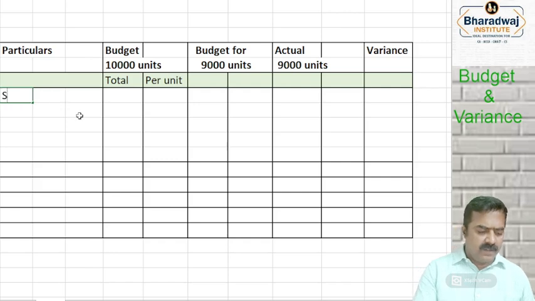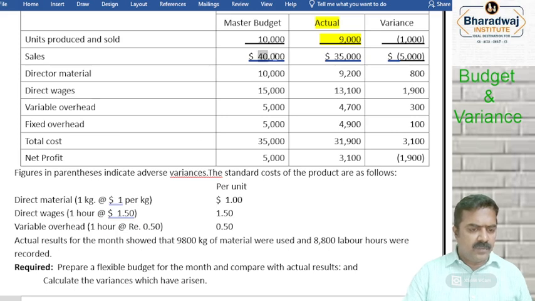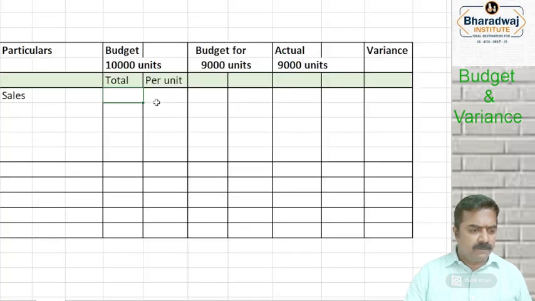What is the sales given? Given for 10,000 units. Sales given for 10,000 units is 40,000, which means per unit, $40,000 divided by 10,000, it is $4 per unit. For 9,000 units, simple, 9,000 into 4.